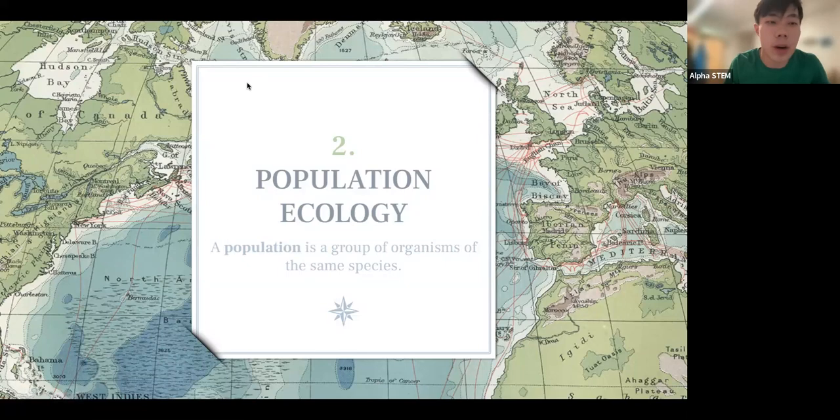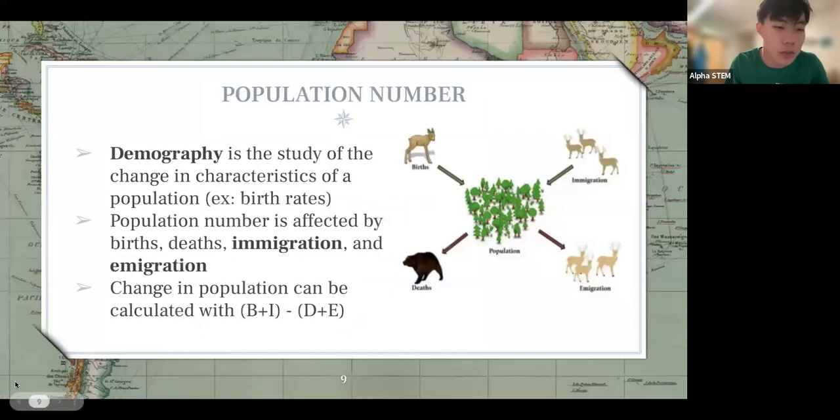Okay, next we'll move on to population ecology. As you know, a population is a group of the same species. And so we can track different things about population numbers, such as the change in population number in general with this equation.